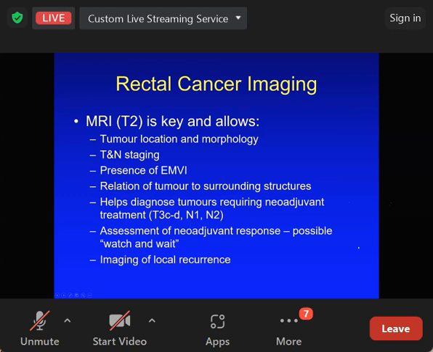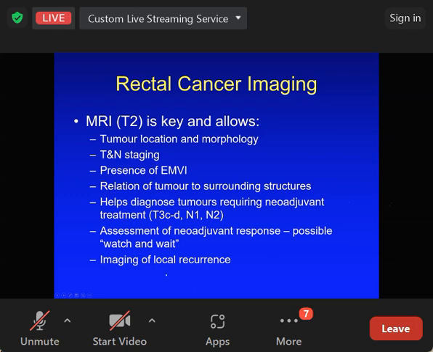Those are the ones which benefit from neoadjuvant chemoradiotherapy. You can also use it to assess response to treatment, and there's now an increasing move towards watch and wait on small tumors which regress completely with chemoradiotherapy. You can also use it to image local recurrence.